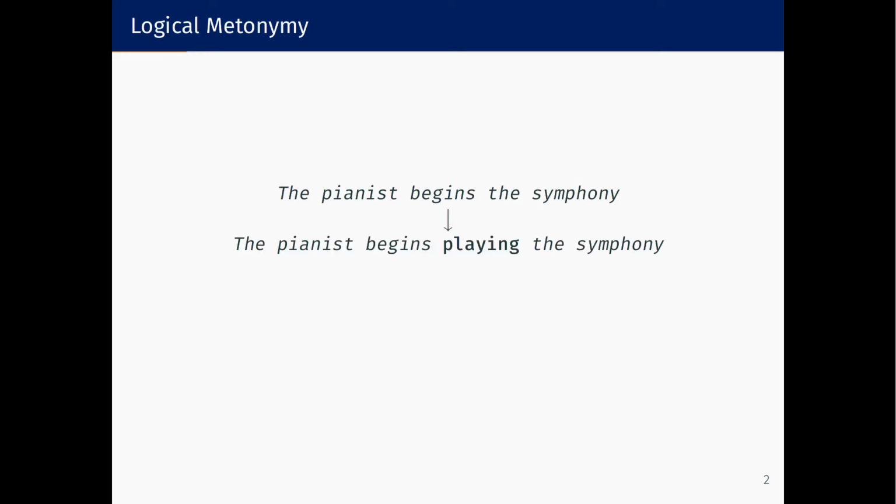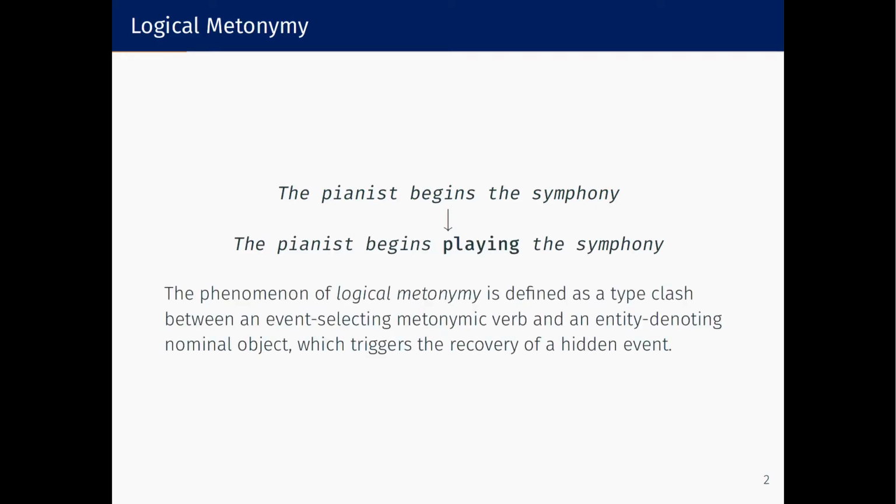Formally, the phenomenon of logical metonymy is defined as a type clash between an event-selecting metonymic verb, begin, and an entity-denoting nominal object, symphony, which triggers the recovery of a hidden event, play.